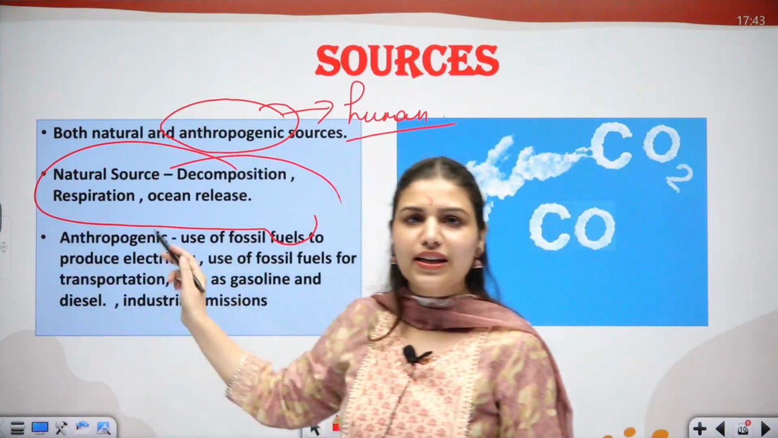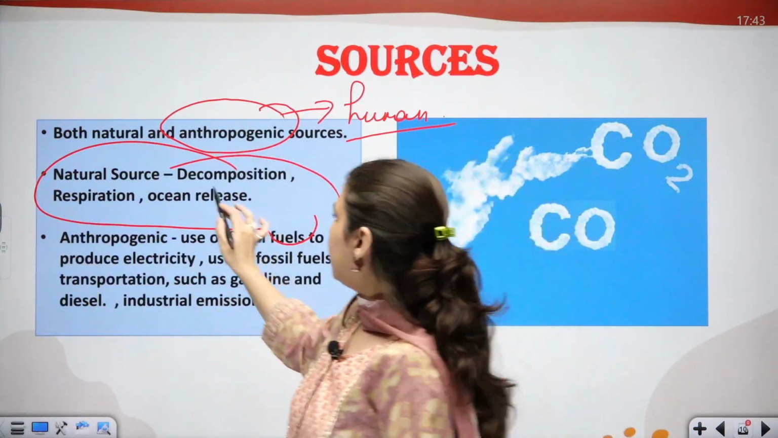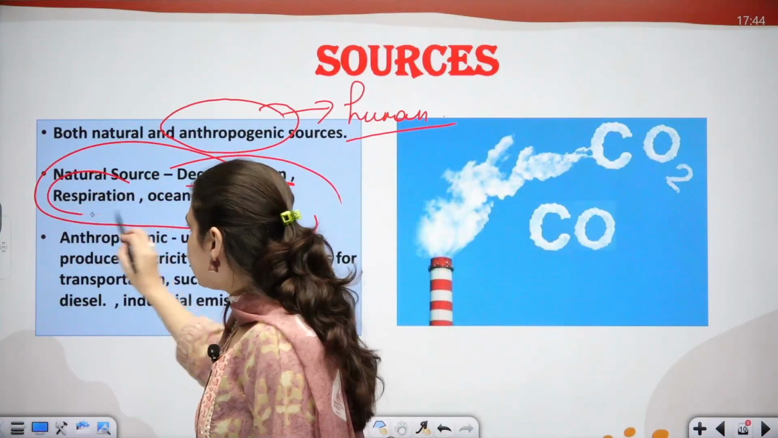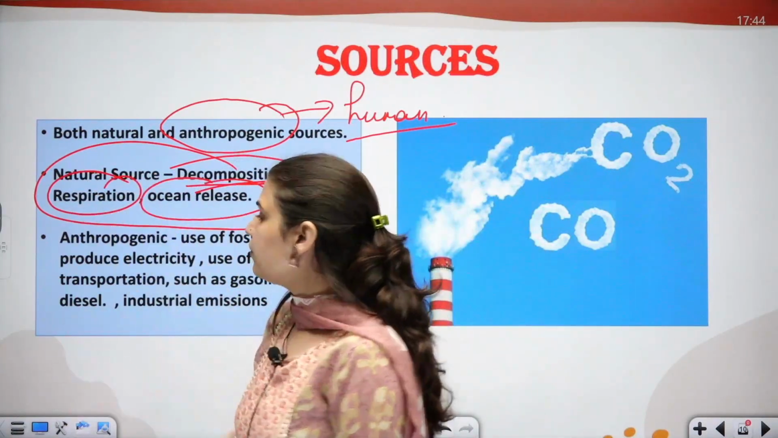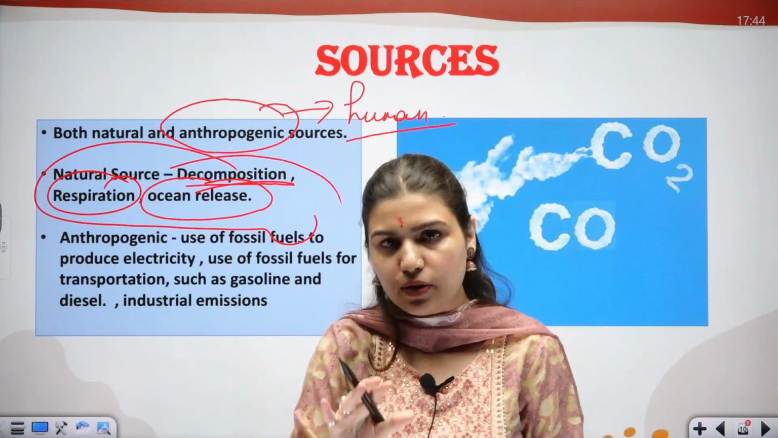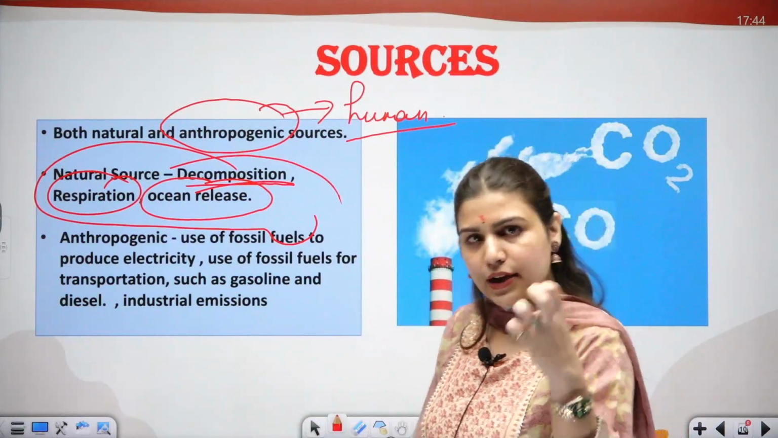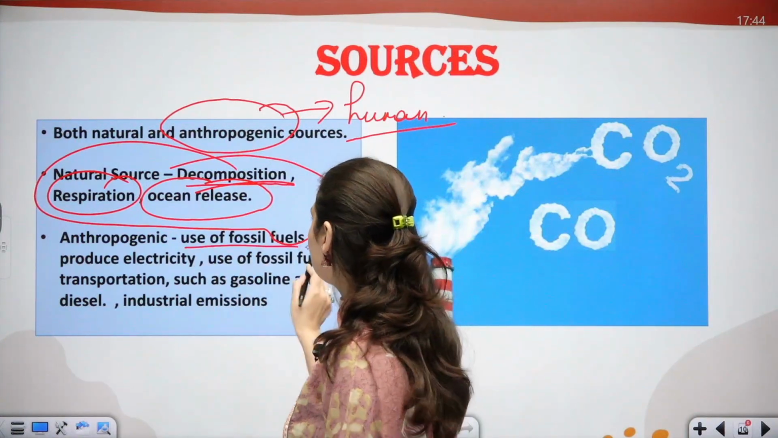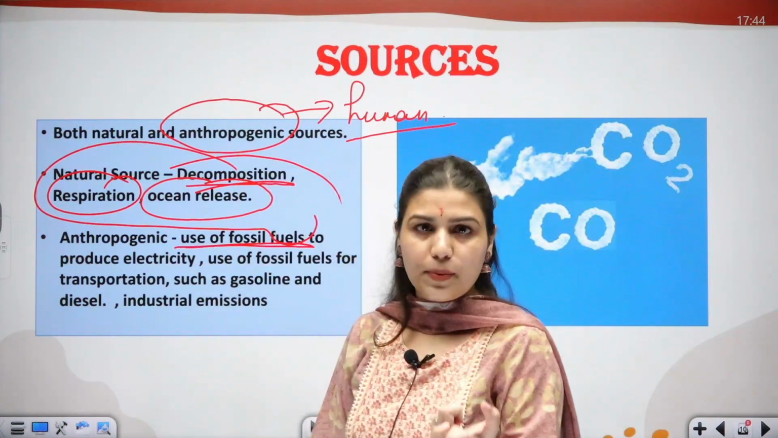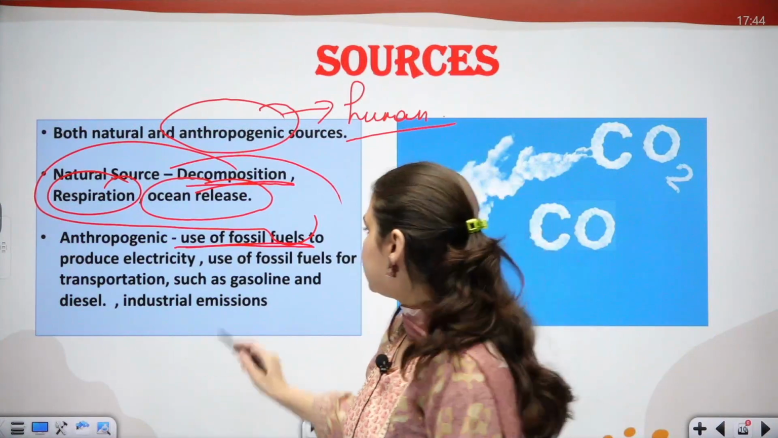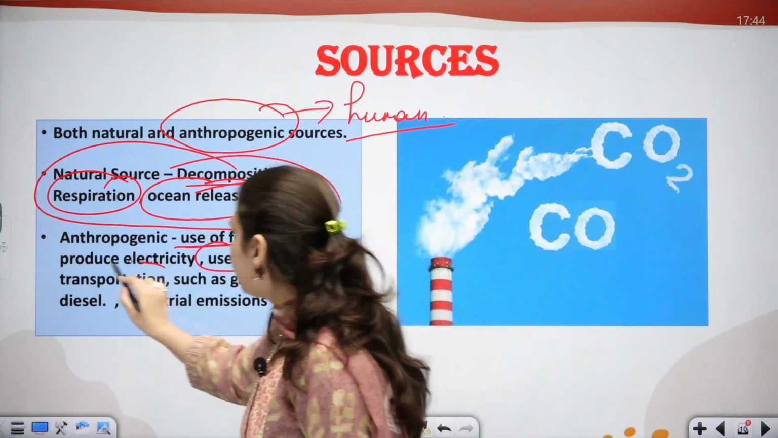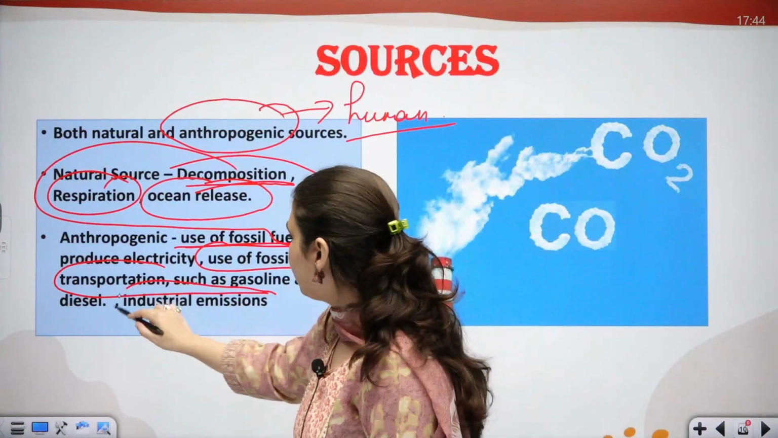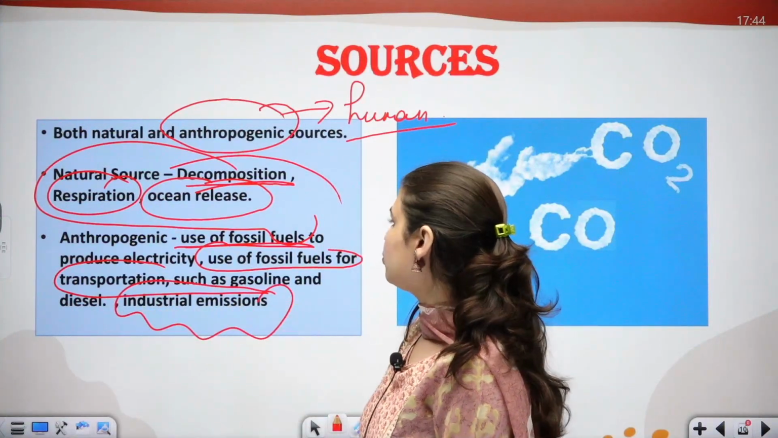So what are the natural sources through which it is present in our atmosphere? Decomposition, respiration, and ocean releases. So these are some of the natural sources. But if we talk about human activity or the anthropogenic sources, then they are the use of fossil fuels to produce electricity, and for vehicles, for transportation, such as gasoline, petrol or diesel. One of the most common causes is industrial emission.